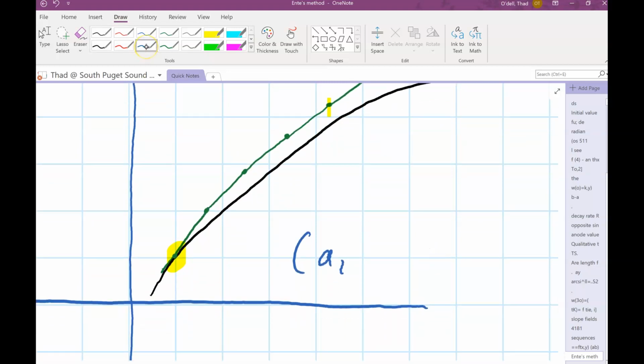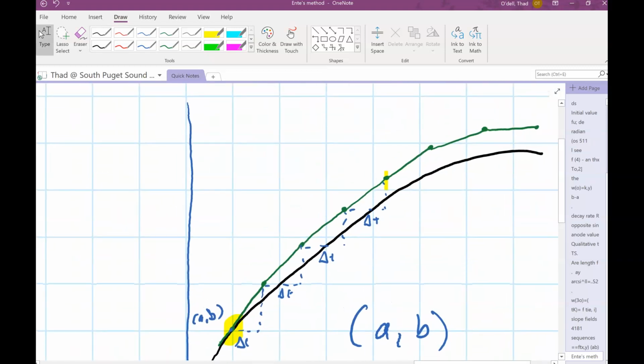Notice this looks like we're stepping about that far. Those should all be the same step, though I didn't do a very good job of showing that. We have a little change in t that we're stepping each time. Let me start at AB. So that point right there is AB. Okay, so this is pictorially what it looks like.